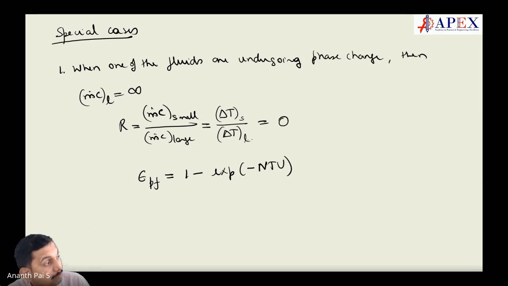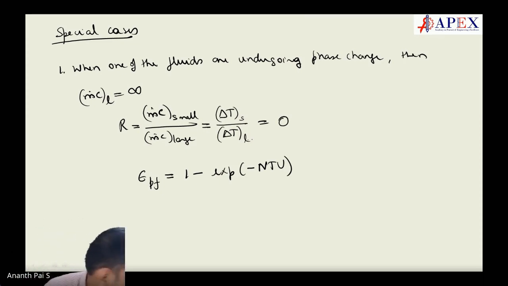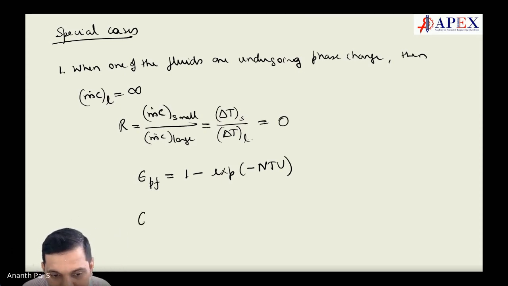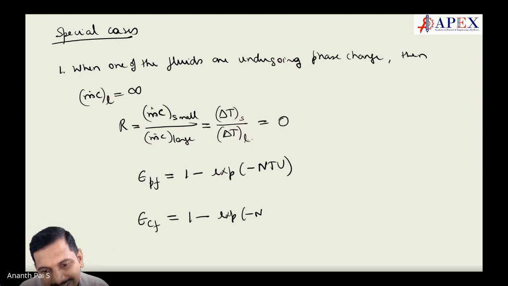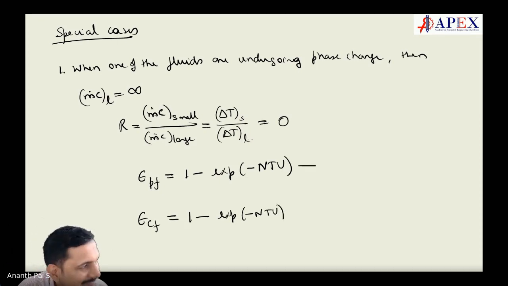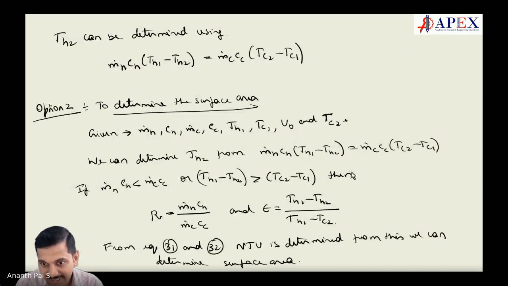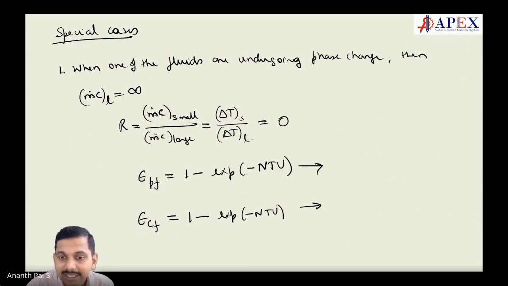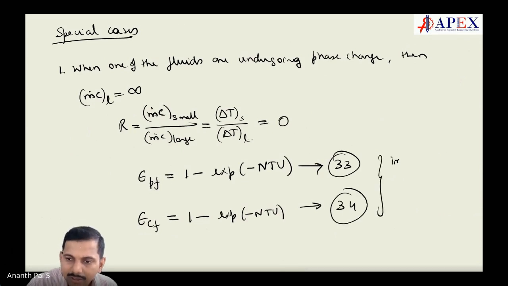This has been asked a number of times. This is a favorite for GATE. Because it's easy, it can be asked. Another one: epsilon for counter flow also becomes equal to 1 minus exponent of minus NTU. Both are the same. So write this as equation number 33 and 34. This is very, very important from the GATE perspective.